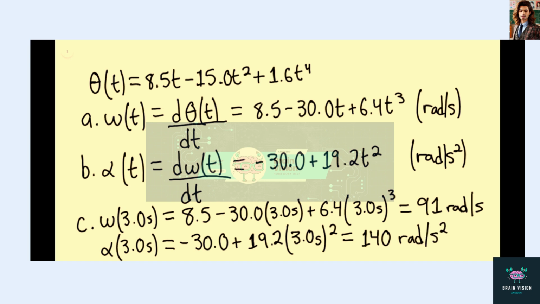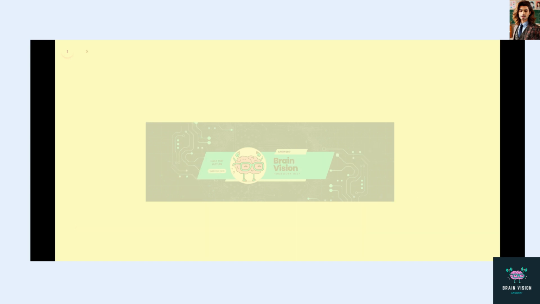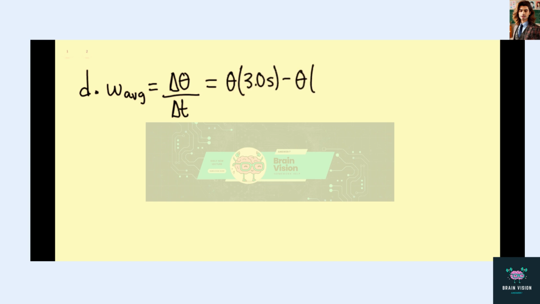At this point, we can say that for part D, let's get a new workbook. For part D, they want us to find the average angular velocity between 2 seconds and 3 seconds. So we can say that the average angular velocity would be equal to the delta theta, so the change in angular displacement with respect to time. This would be equal to theta at 3.0 seconds minus theta at 2.0 seconds divided by 3.0 seconds minus 2.0 seconds.